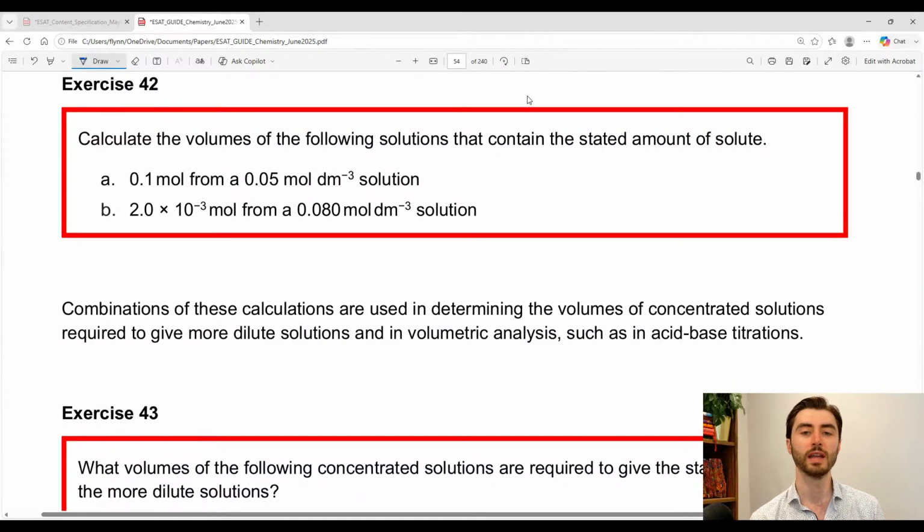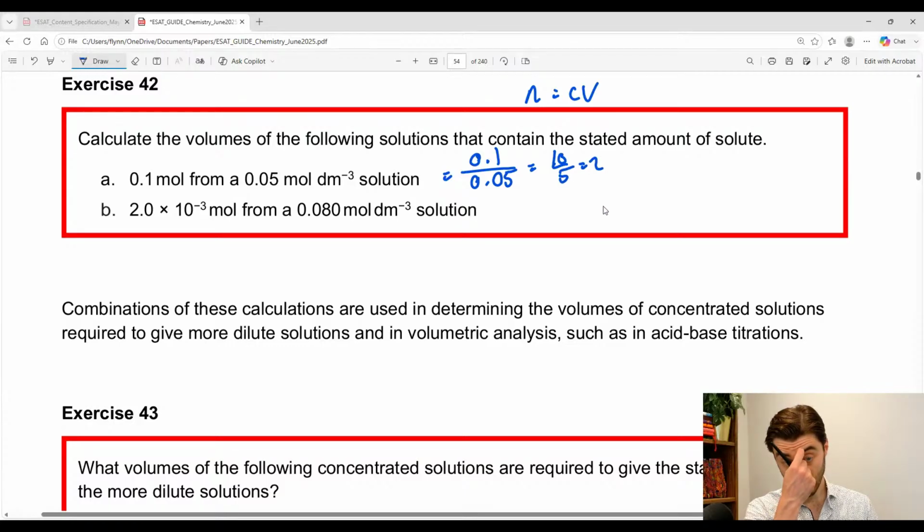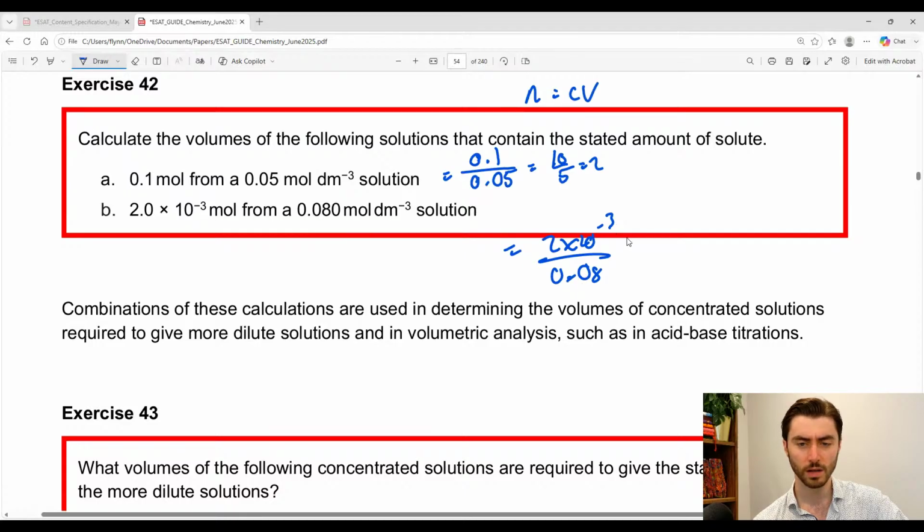Calculate the volumes. So n equals CV. So V equals n over C. 0.1 all over 0.05 is 10 over 5 is 2. So here, volume is number of moles over concentration. So you get 2 times 10 to the minus 3 all over 0.08. Multiply top and bottom by 100. 2 times 10 to the minus 1 all over 8.